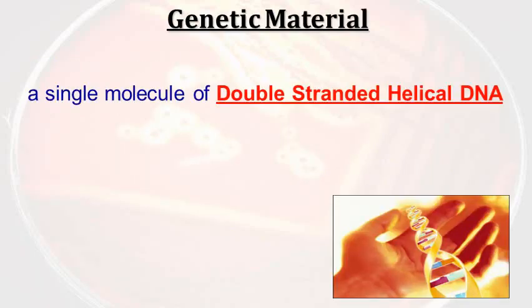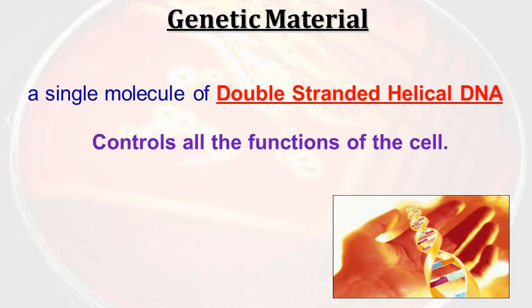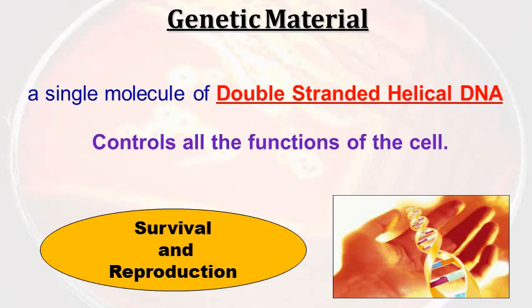Bacteria contains a single molecule of double-stranded helical DNA as genetic material. It floats freely in a twisted thread-like mass, which is called nucleoid. This genetic material, the nucleoid, is responsible for controlling all the functions of the bacterial cell, and it is very essential for the survival and reproduction of bacteria.